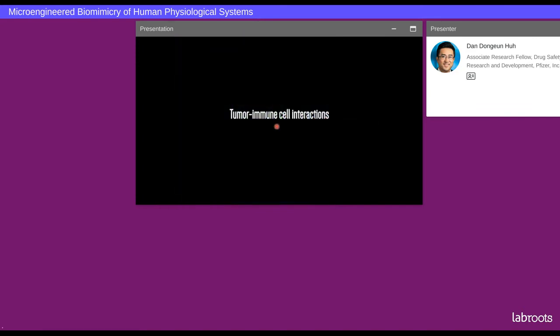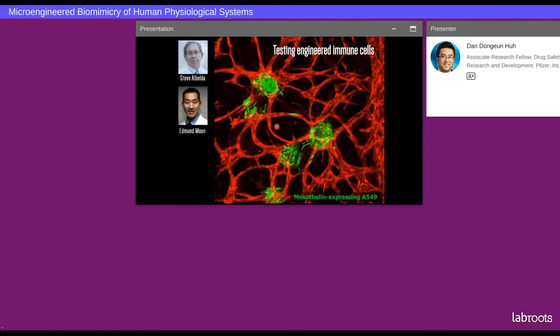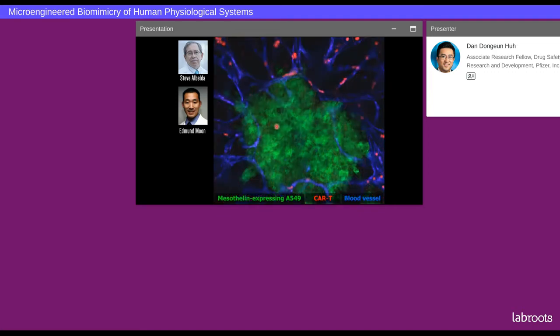So as I said, we're using this as a platform to study tumor immune cell interactions, and we have a lot of data, but in the interest of time, let me show you this interesting proof of concept study that we conducted. So this micrograph shows mesothelin overexpressing A549 tumor spheroids, and we were able to vascularize these tumor spheroids in our device. So we're now using this model system to study the efficacy of engineered immune cells like CAR-Ts.